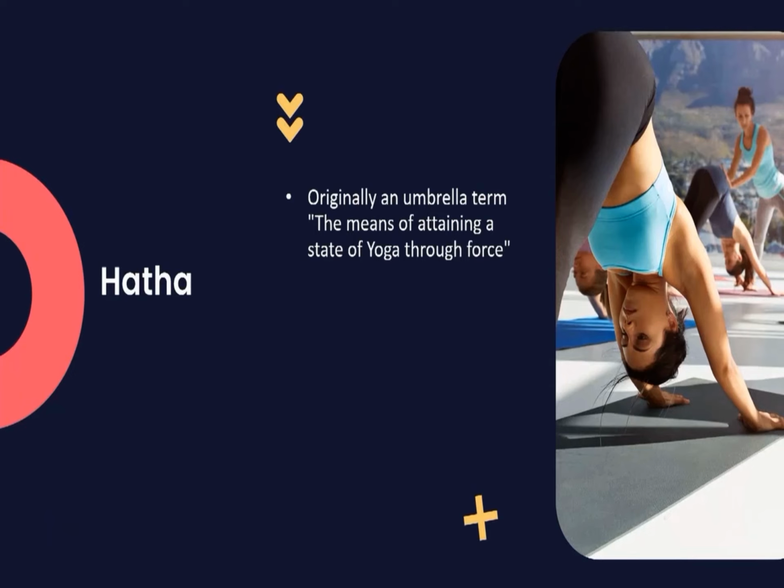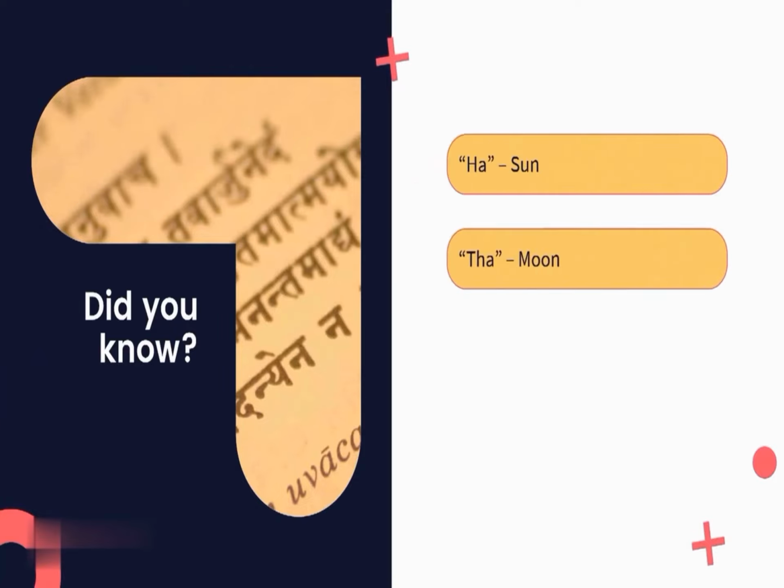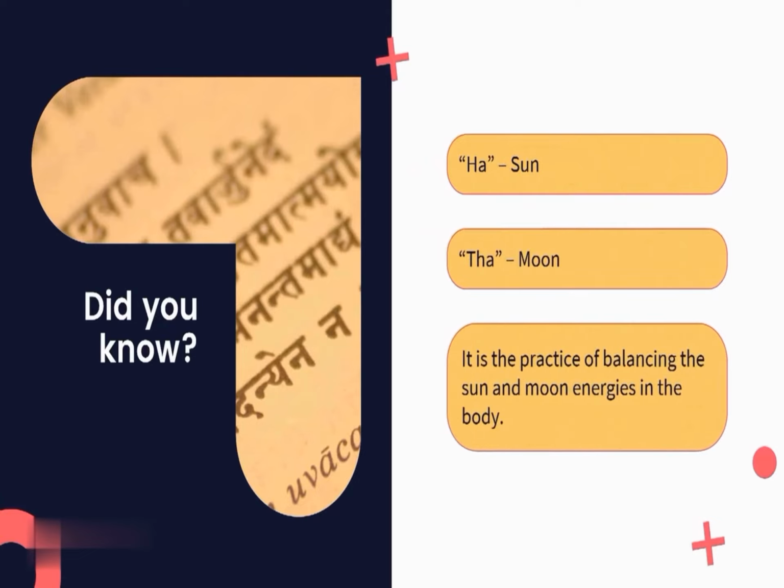Generally, if a class is described as Hatha, it denotes a gentle yoga practice, with fairly long holds, and often with pauses in between postures. For this reason, modern Hatha yoga classes are a good place to start for beginners. Did you know? Ha means sun, ta means moon. Therefore, the practice of Hatha is to balance the sun and moon energies in the body.